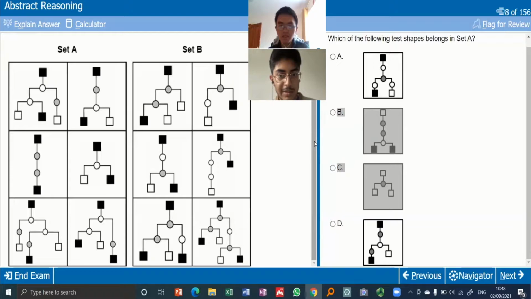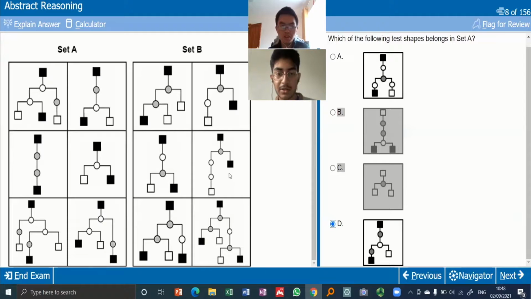For this one, I think it's B. Oh no, no. I need to be careful there, because the top shape in the pattern is black and here it is white, so I know it can't be B. I know it can't be A, so it has to be D, and it can't be C either because it doesn't have the black square.